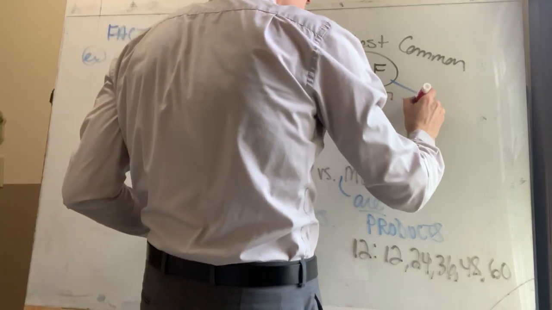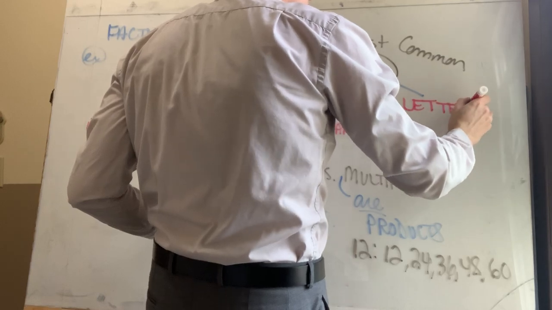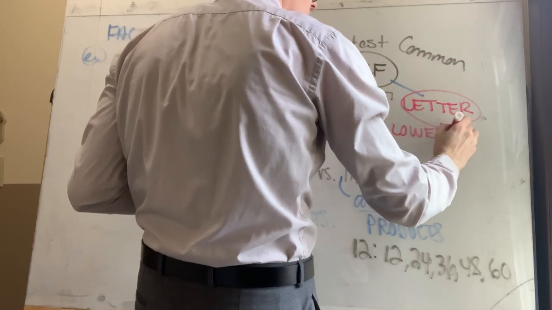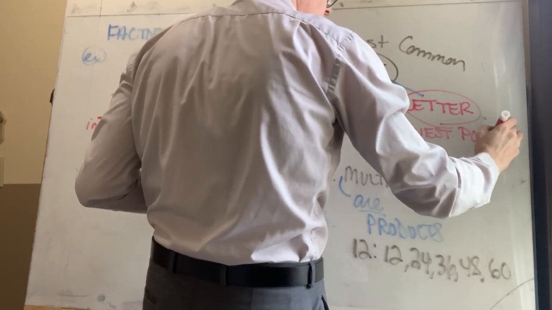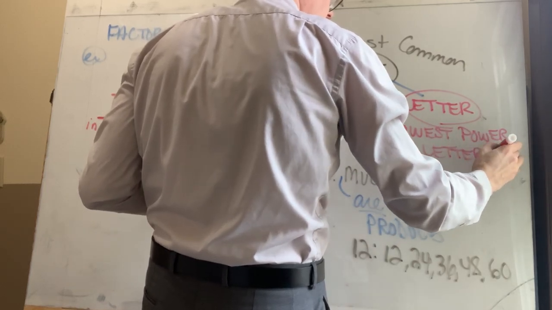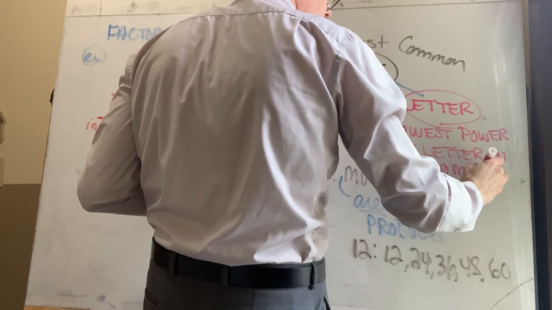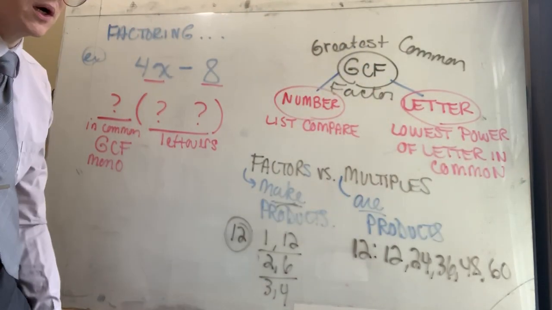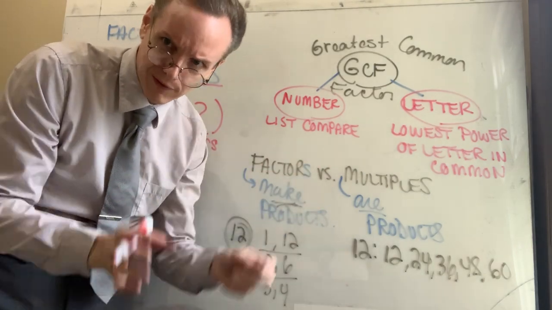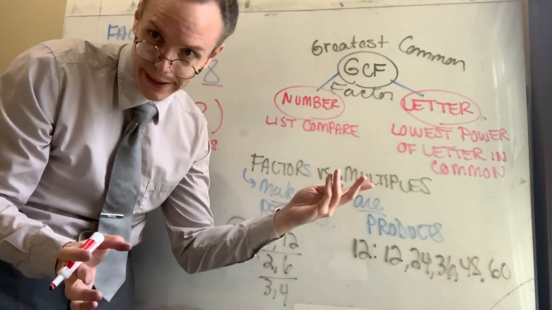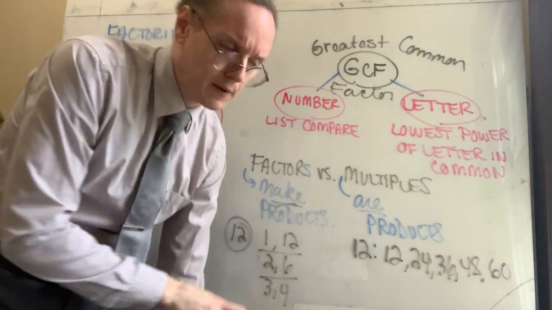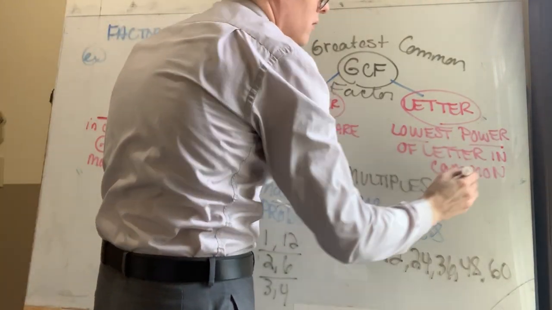When you're dealing with the letter, there's a much simpler thing. It's going to be, somewhat ironically, the lowest power of the letter in common. If you have something more complicated than just a monomial, you apply that to a binomial. If you have similar looking binomials, look at their degree. You're not going to have that type of problem realistically in this class, but remember that: the lowest power of the letter in common.